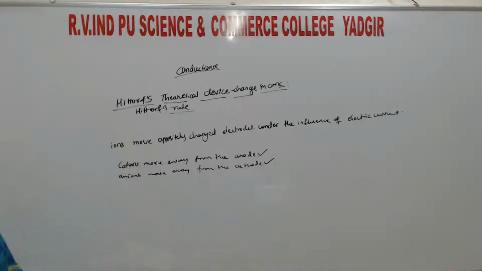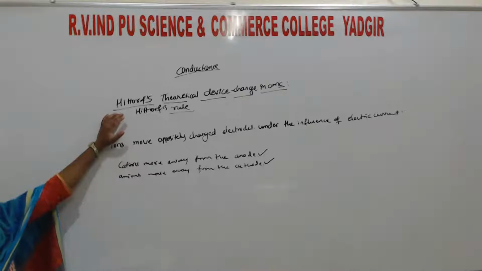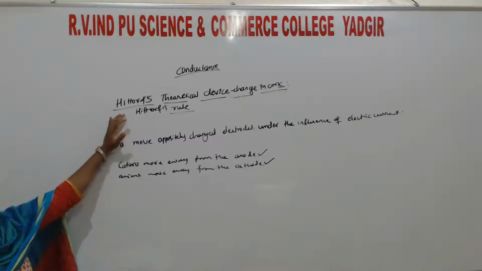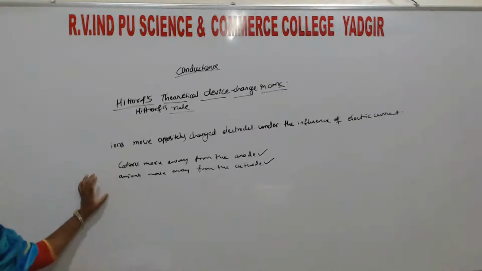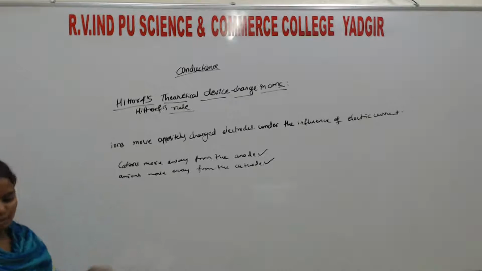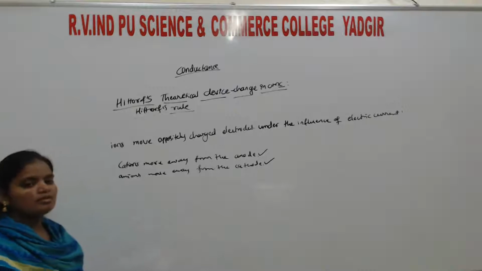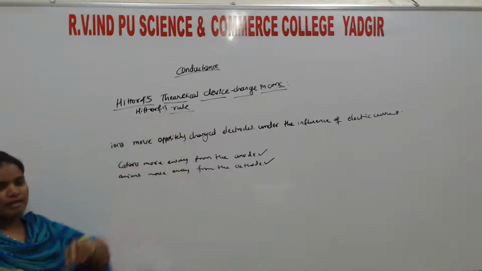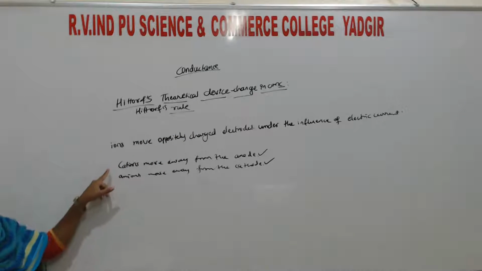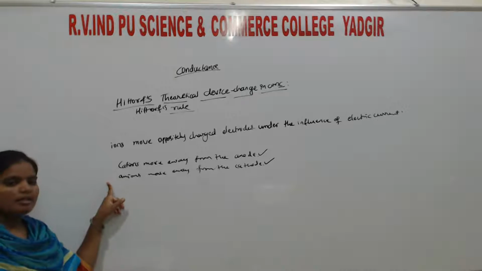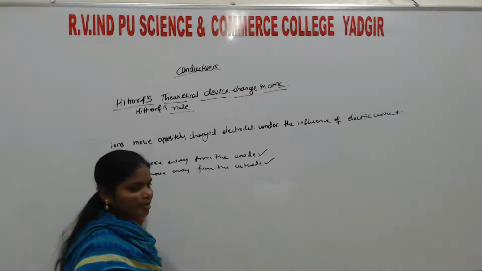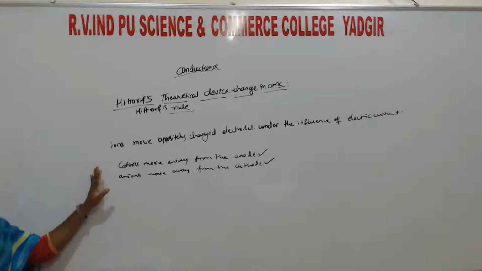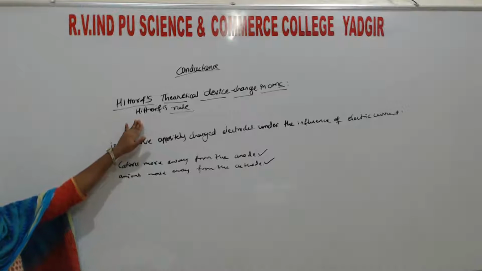anions at the cathode. And here Hittorf, a scientist, studied such changes. He studied these two changes experimentally using an instrument, and afterwards gave a general rule. That rule is known as Hittorf's rule.